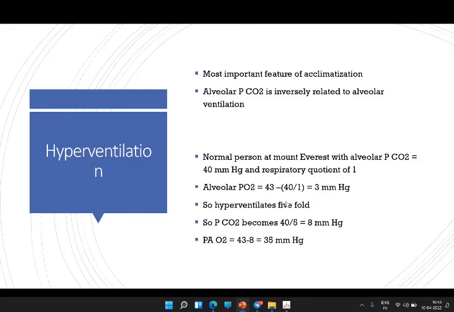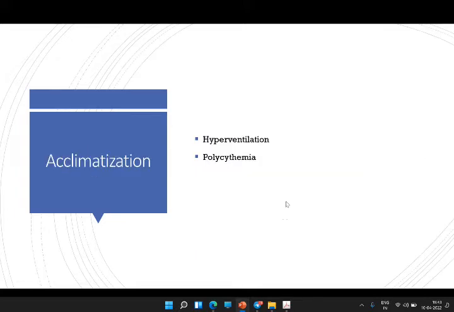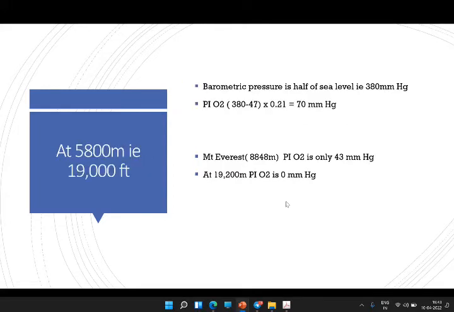So we will consider a scenario. A normal person is going to Mount Everest with an alveolar PCO2 of 40 millimeters of mercury, and the respiratory quotient is 1. If we put these in the alveolar gas equation, the partial pressure of oxygen in the alveoli will be based on PiO2, which we have already calculated in our previous slide. We calculated PiO2 to be 43.